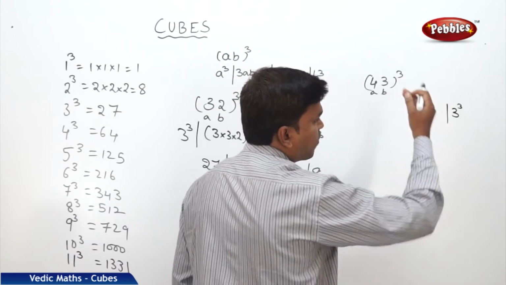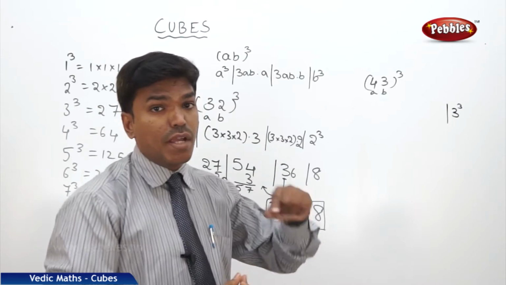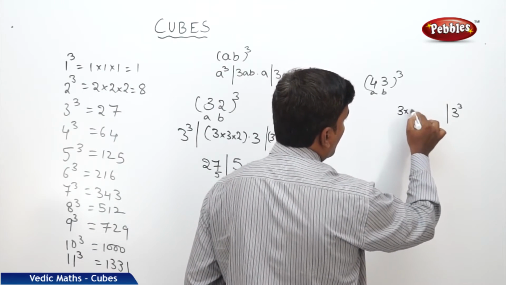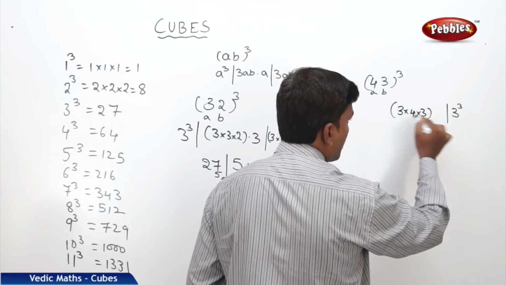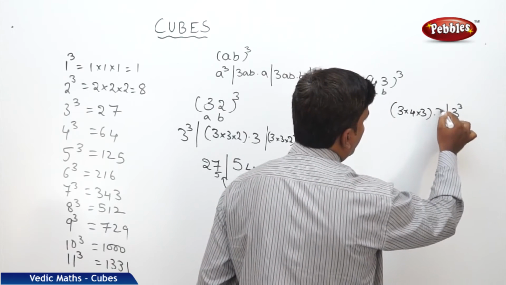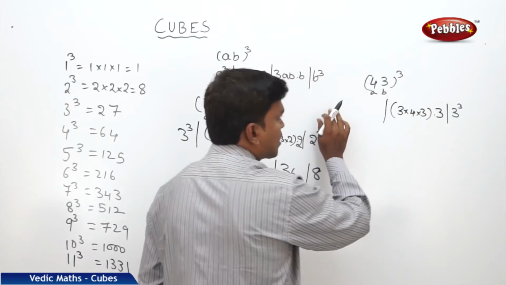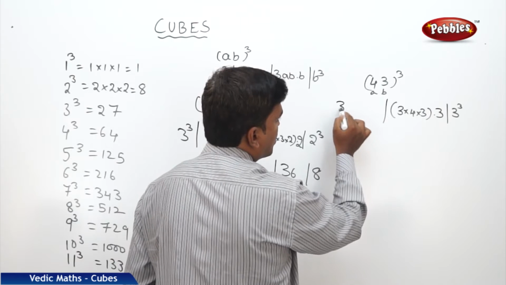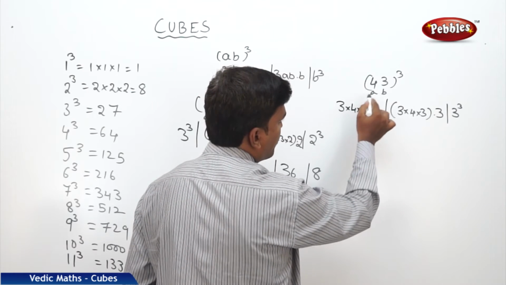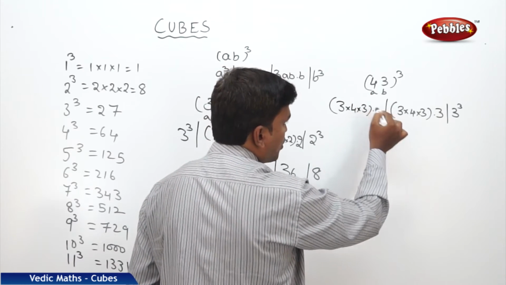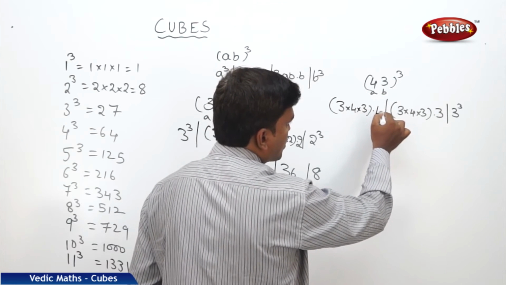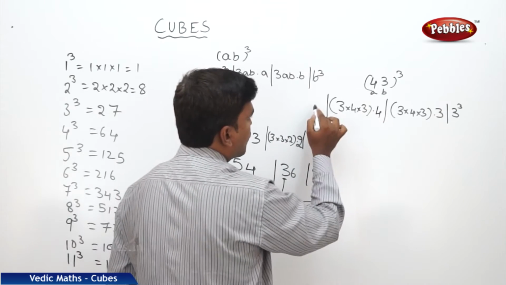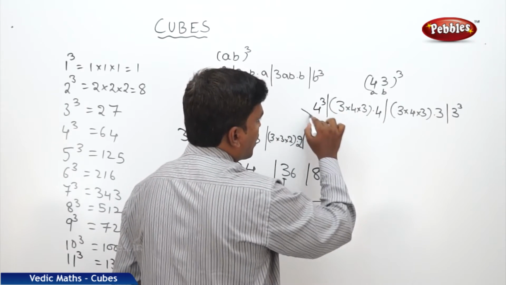3AB into B. What is the second step from the right side? 3AB into B. That means 3 into 4 into 3 into 3. Now what is the third step from the right? 3AB into A. That means 3, A means 4, B means 3 again. 3AB into A, that is 4. Finally, what is the last step? A cube. What is A in this one? 4. So 4 cube. Okay.